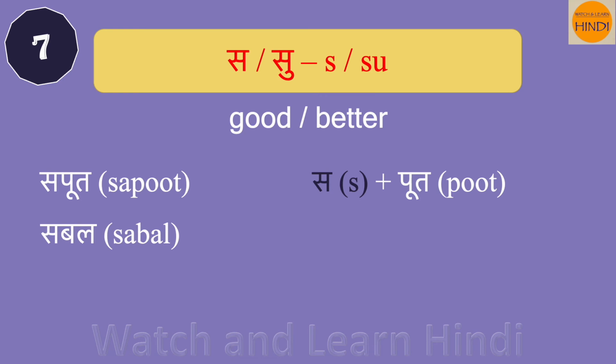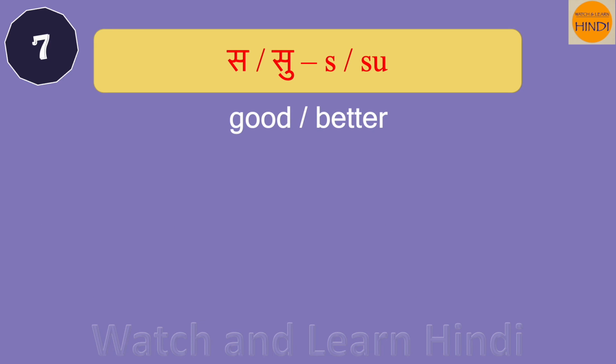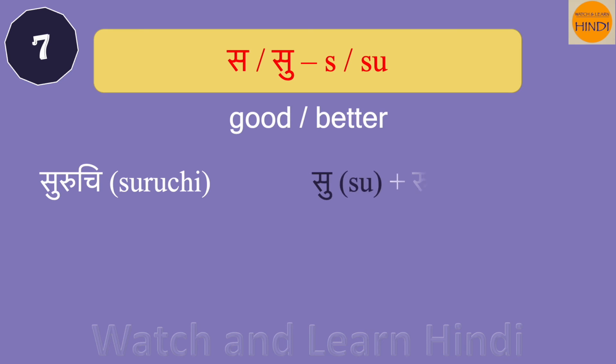Similarly, sabal is sa plus bal. Bal is force or strength, so sabal is forceful or with strength. Sajag is sa plus jug. Jug is awake, so sajag is good awake, or it actually means being vigilant. Similarly, suruchi is su plus ruchi. Ruchi is interest, suruchi is good interest or positive interest.